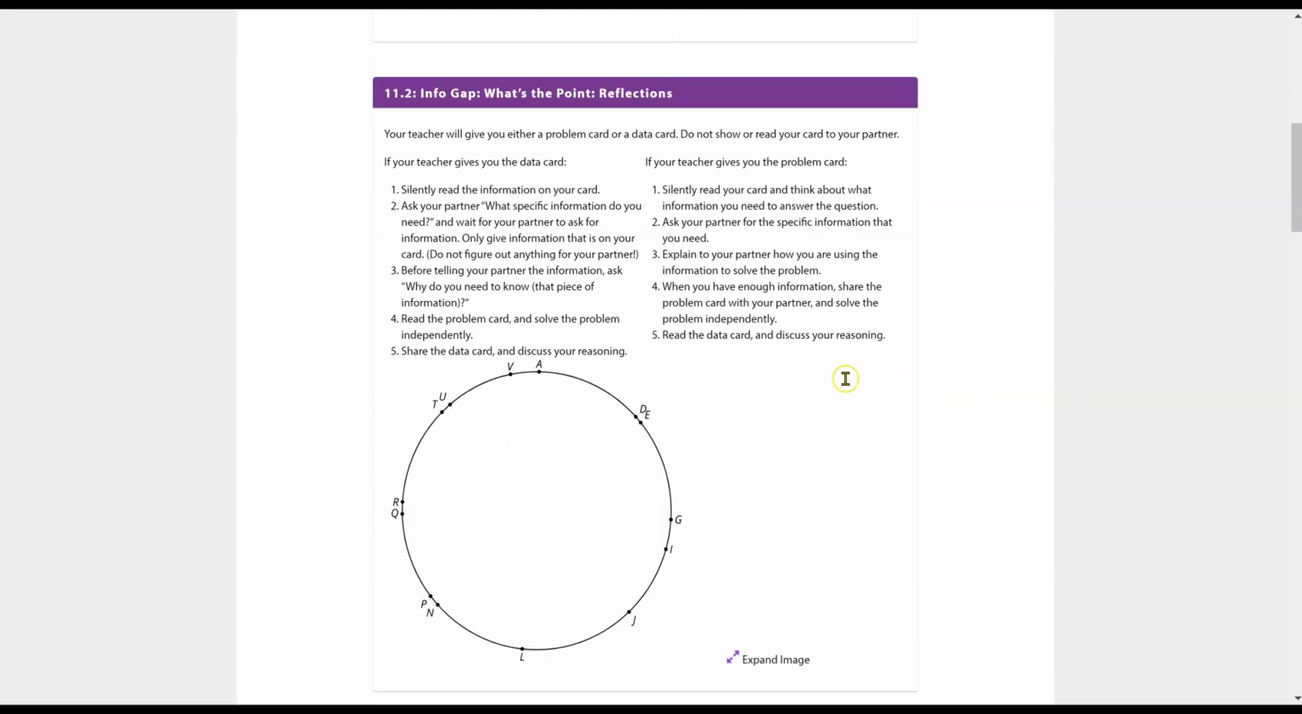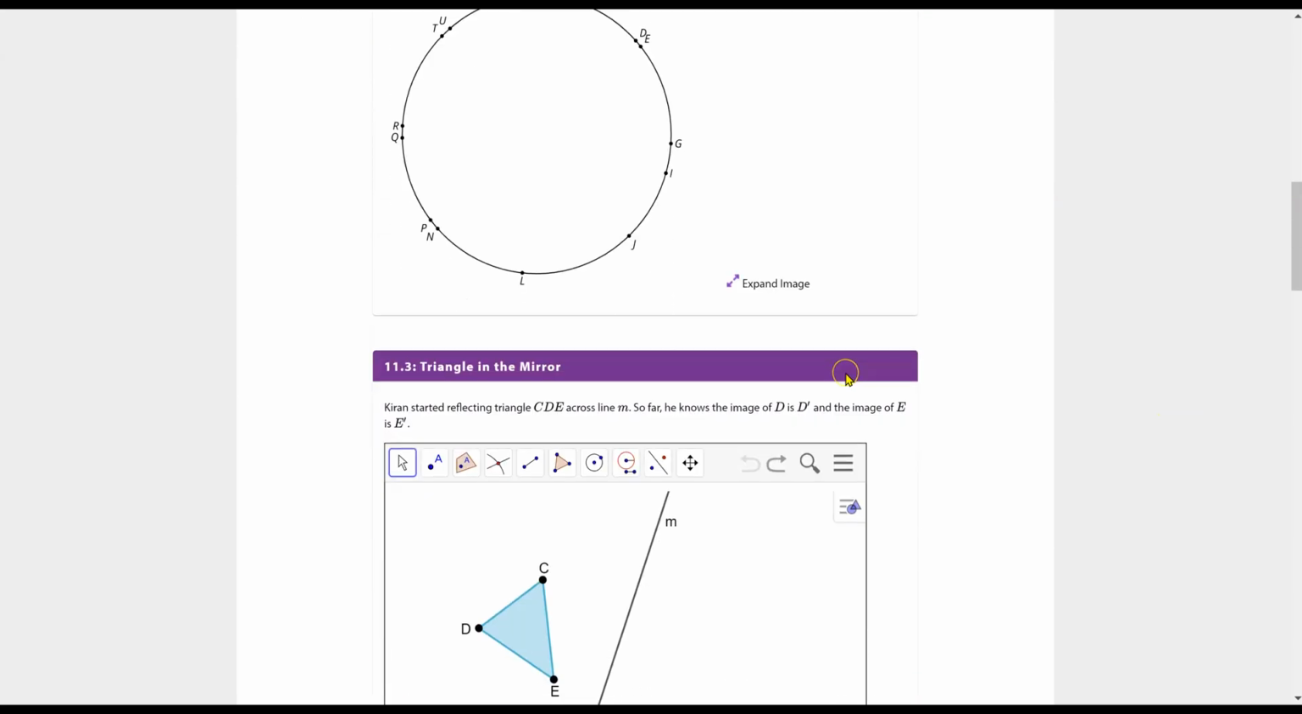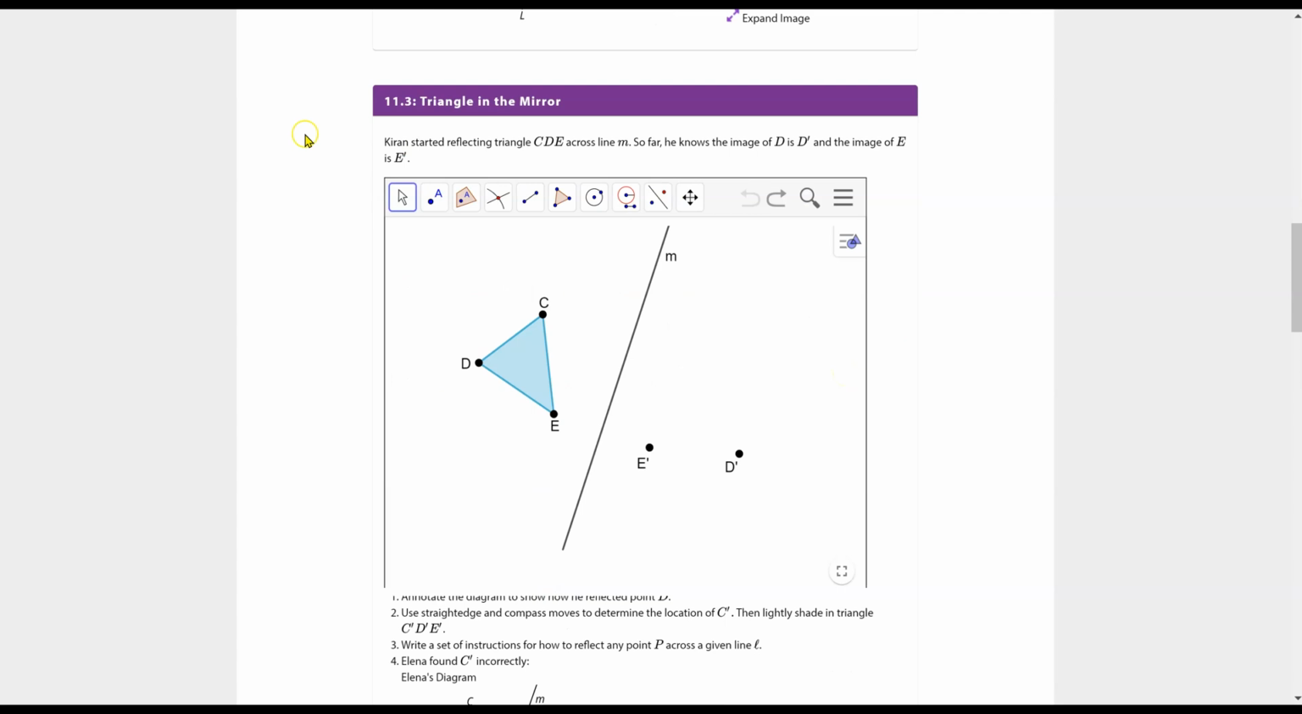Alright, the second part of this is an activity that would be done in class, so I'm going to skip right past that and start you at 11.3. And I'm going to read it to you and get you started, and then that's the end of the video. I'm going to leave the discovery of this lesson up to you to do on your own.